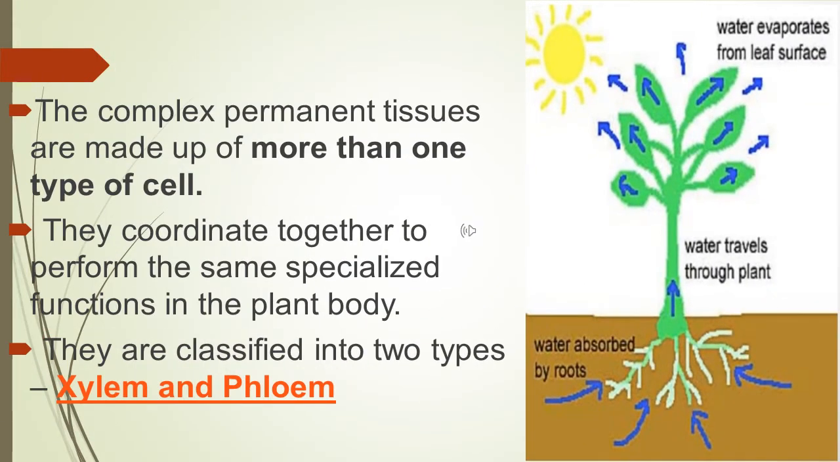As the name suggests, complex, that is, they are made up of more than one type of cell, but all these cells coordinate together to perform a specialized function in the plants. So complex permanent tissues are classified into two types, that is xylem and phloem.